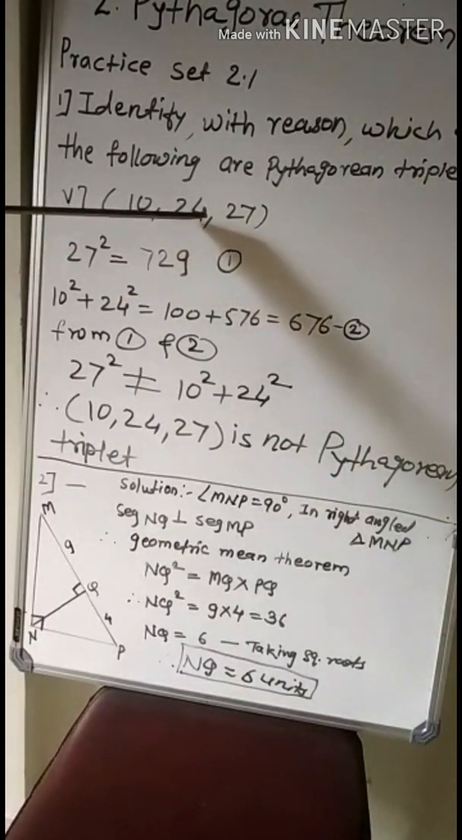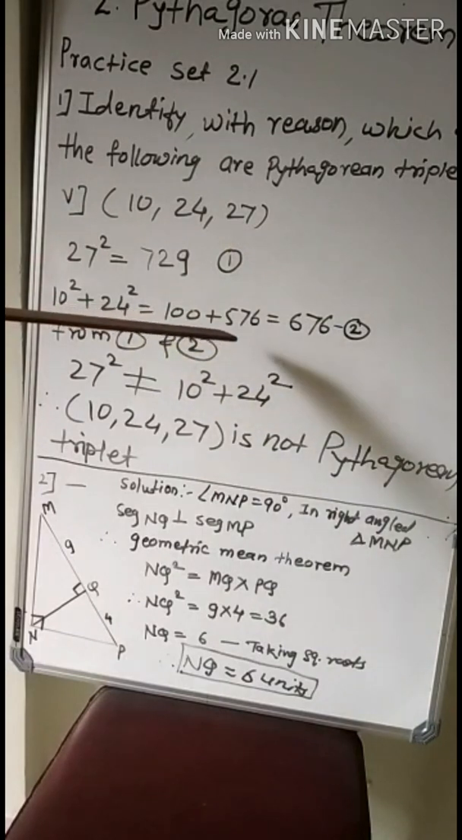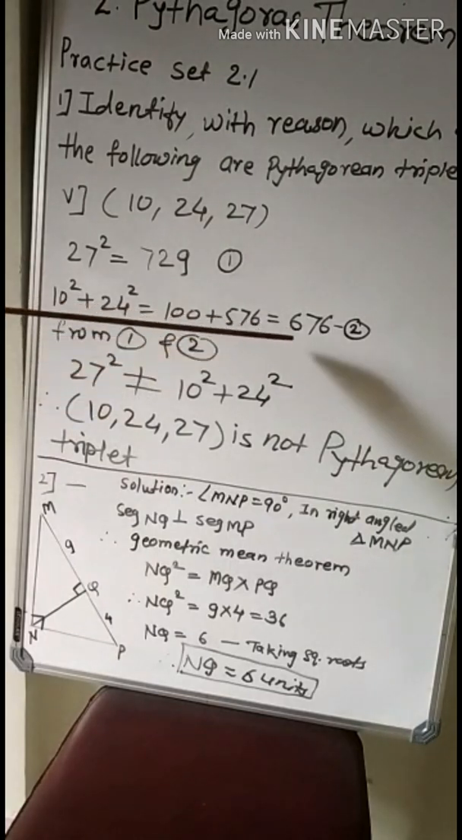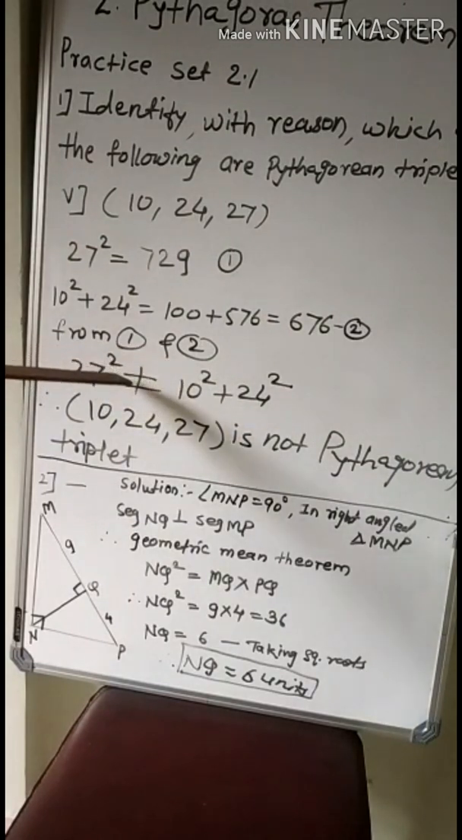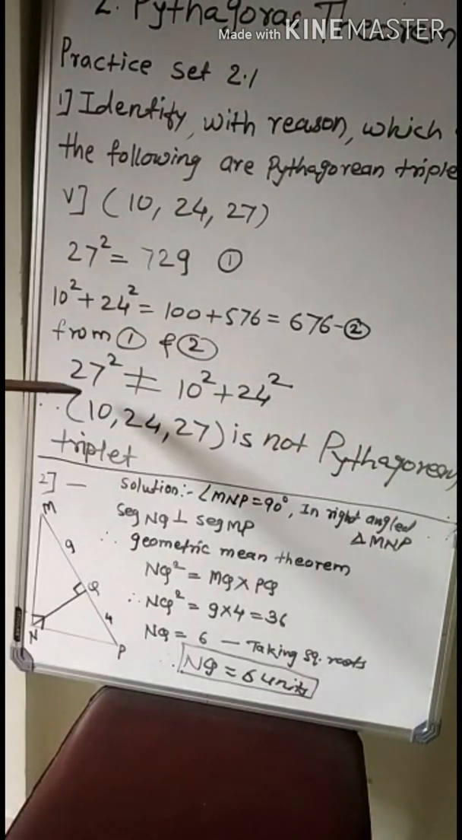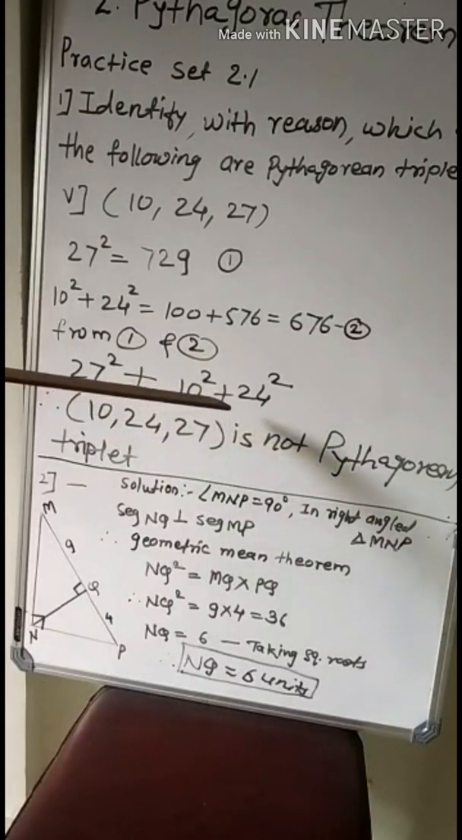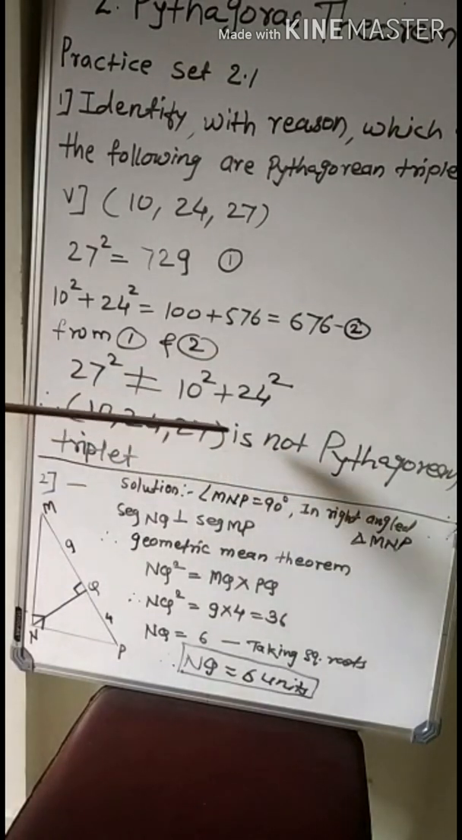Remaining 2 numbers are 10 and 24. So, 10 square plus 24 square: square of 10 is 100 and square of 24 is 576. So, sum of these two is 676. From statements 1 and 2, 27 square is not equal to 10 square plus 24 square. Here you have to write a reason: square of larger number is not equal to sum of squares of remaining 2. Therefore, 10, 24, 27 is not a Pythagorean triplet.